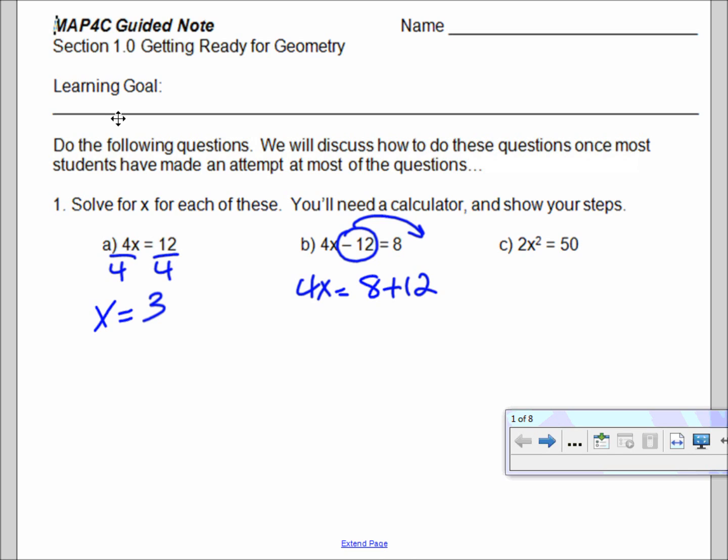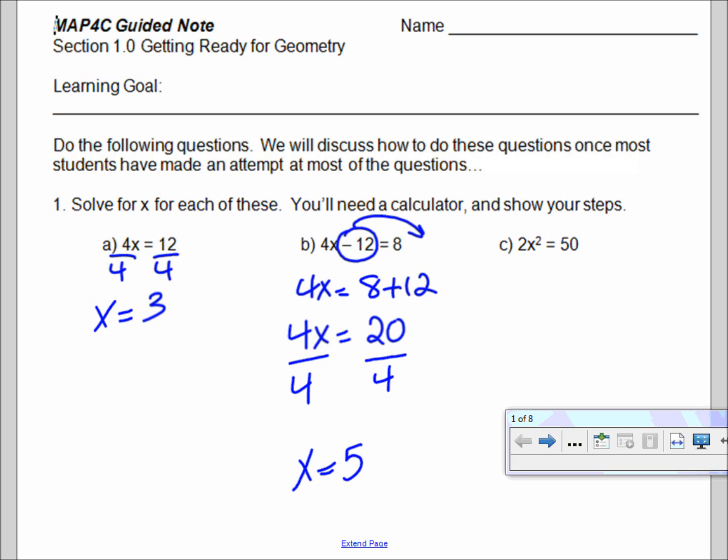Okay? So I have 4x equals 20. Now I'm on to the same question as the first one. I have a multiplication. In order to get rid of that multiplication, I divide. So I get x equals 5.